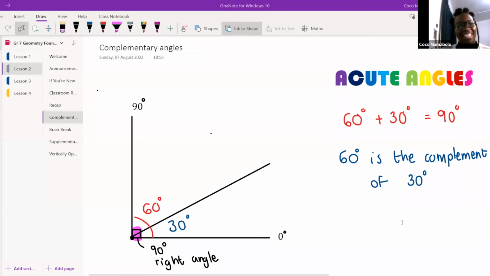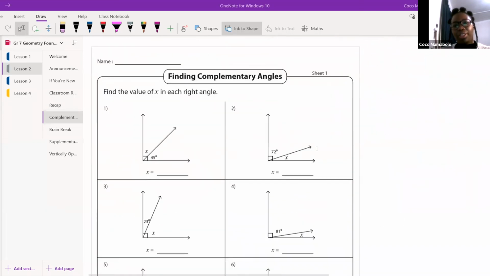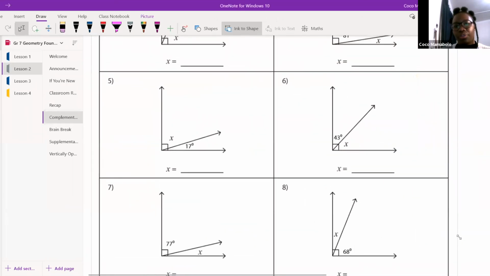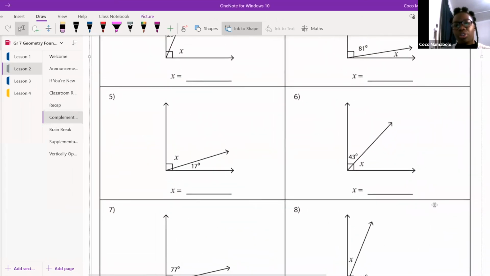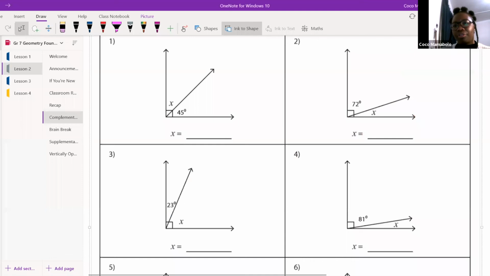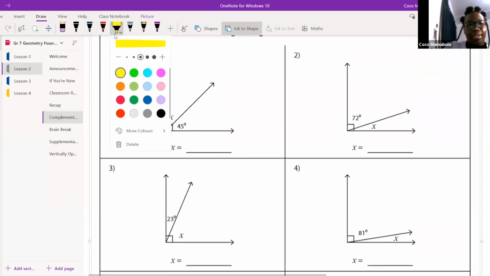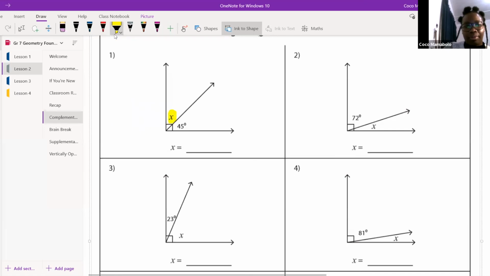Well done. Love it. Okay, here's our examples. I'm going to make this a little bit bigger. We're not going to do all of these. We're only going to do a few. Okay, we're going to do 1, 2, 3, and 4. Now, remember, the angle that I'm looking for is the one that's been labeled X. So this one here, and this one there, and this one there, and that one there.